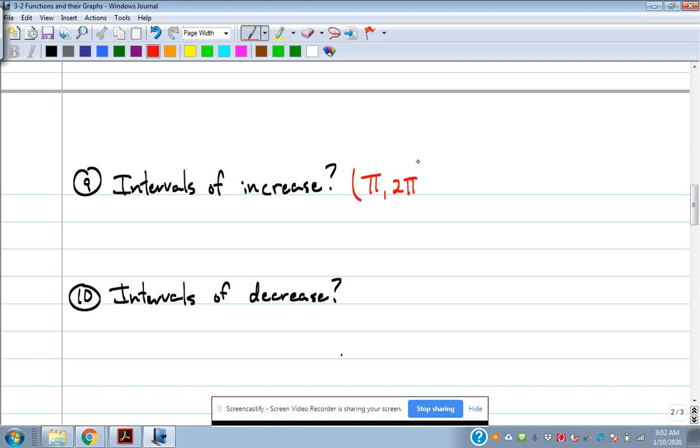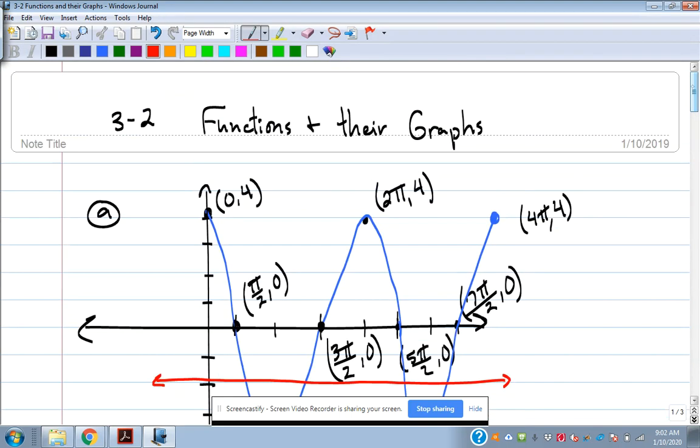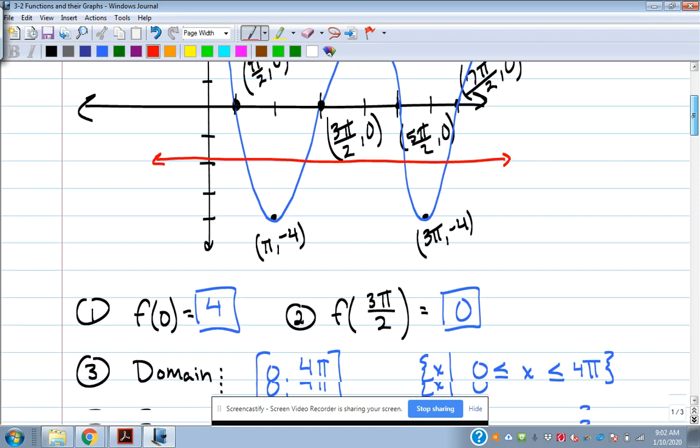And we're going to put parentheses on those, because what's it doing at pi and what's it doing at 2 pi? It's changing directions, right? That's the bottom of the trough and the top of the hill. So there's one increasing interval. What's another increasing interval for that graph? 3 pi to 4 pi.